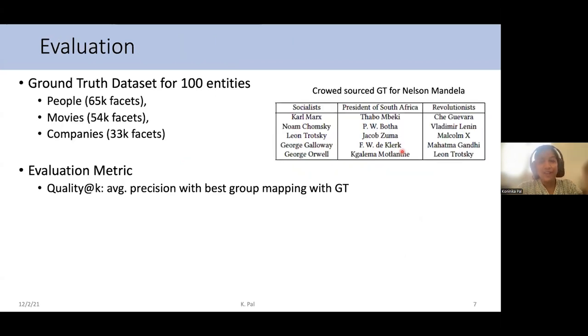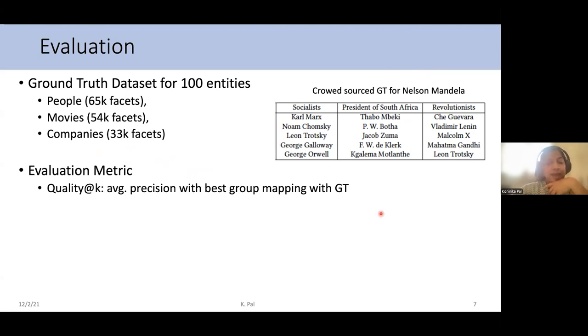So when we look at the evaluation for this case, one of the biggest challenges was that there is no such data available. So we went with crowdsourced ground truth data. We collected ground truth data for 100 entities, and these entities come from three different domains. You can see the total number of categories or facets considered for the input graph with 50K entities. For evaluation metrics, one is quality at K, finding out how similar the recommended faceted groups are to the ground truth.